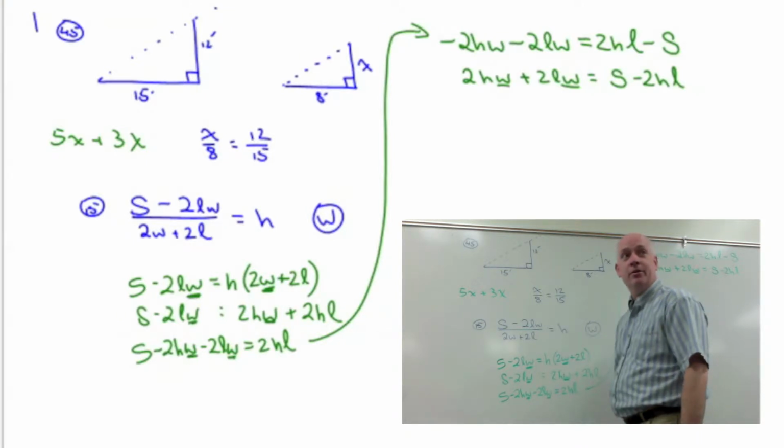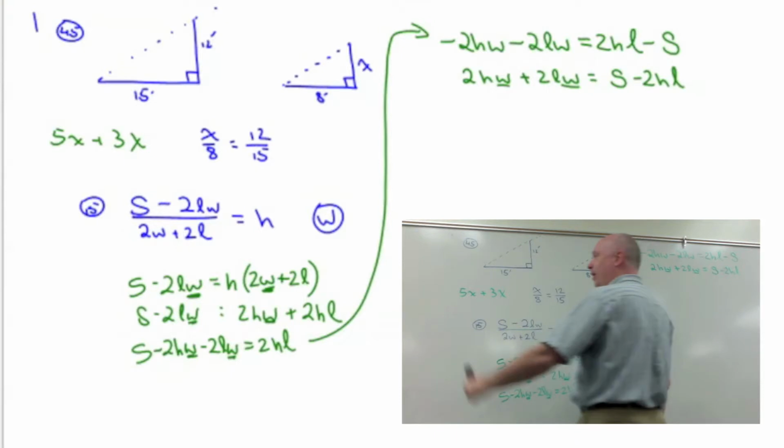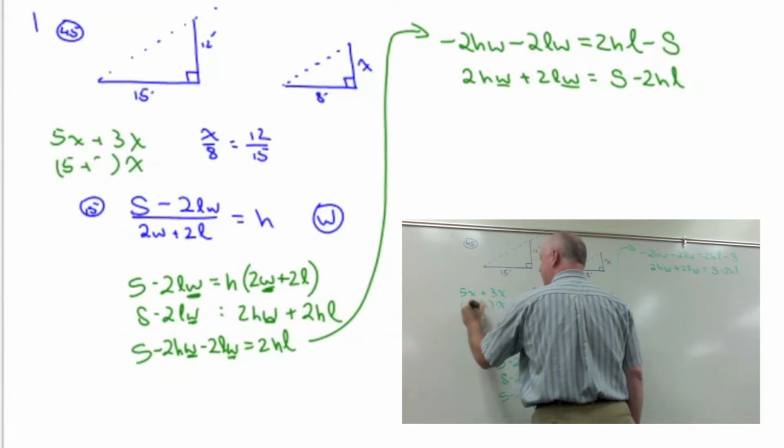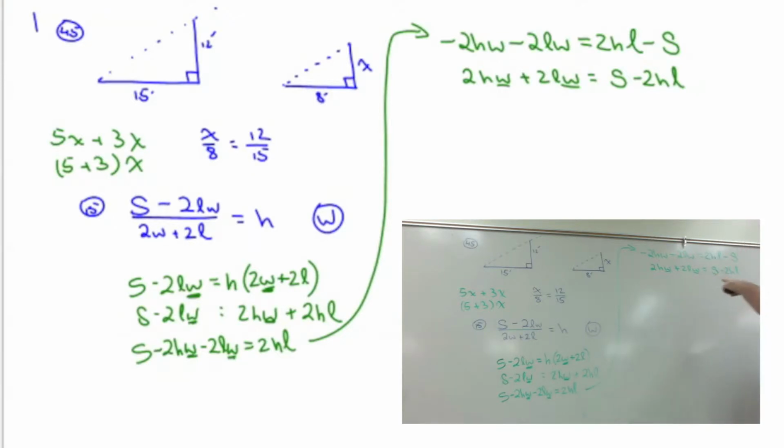Distributive property. How do I use the distributive property? Pull out your like term, which is x, and you leave behind 5 plus 3. Don't these have like terms? Take out the w.